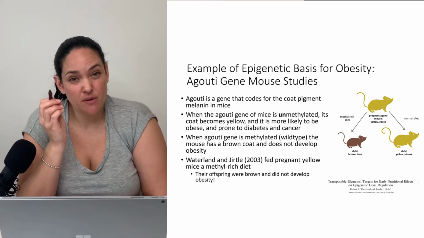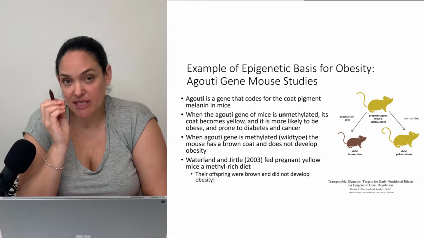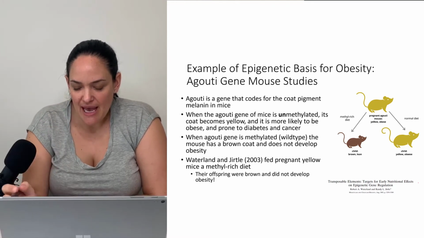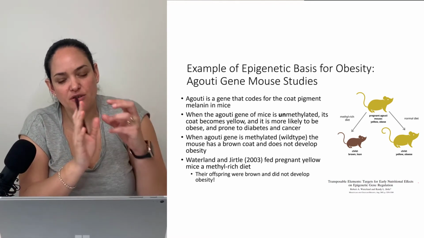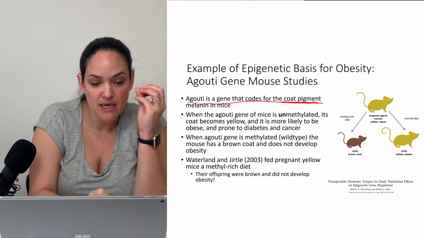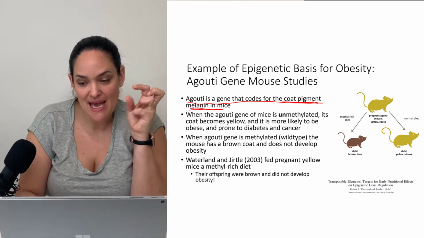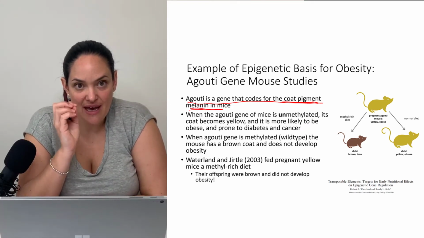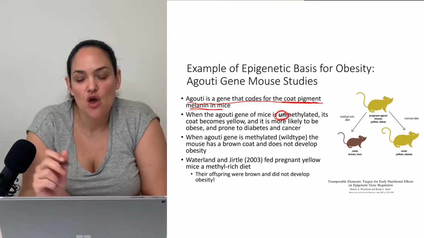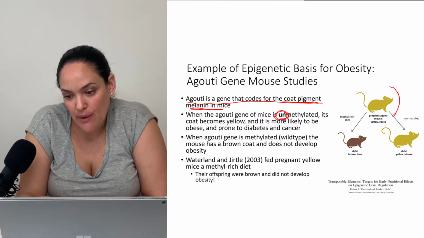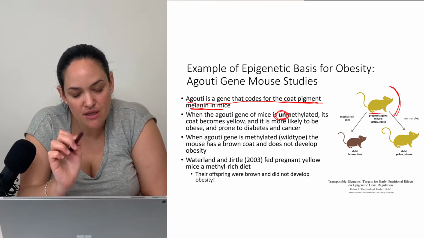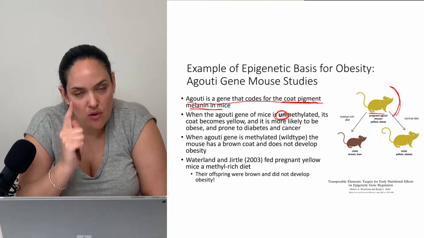So one of the big studies that helps us understand how epigenetics can affect phenotype, and in particular how it can affect obesity phenotype, are these agouti gene mouse studies. What you need to know to understand this study is, first of all, that agouti is a gene that codes for coat pigment, the coat pigment melanin in mice. And when that agouti gene is unmethylated, that mouse is more likely to have a yellow coat and to be obese. Unmethylated agouti gene, yellow phenotype, obese phenotype.